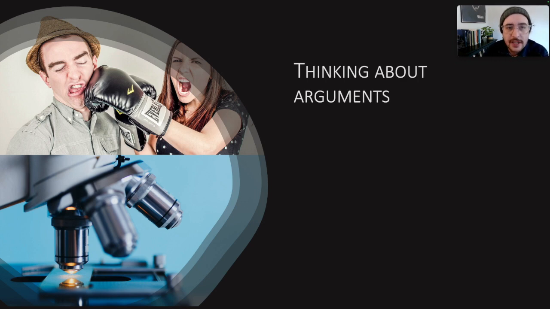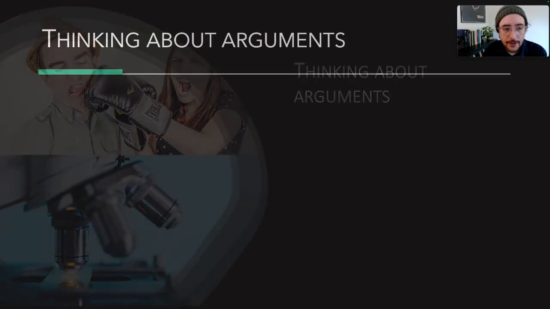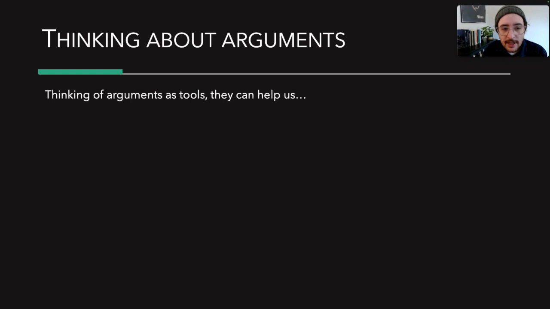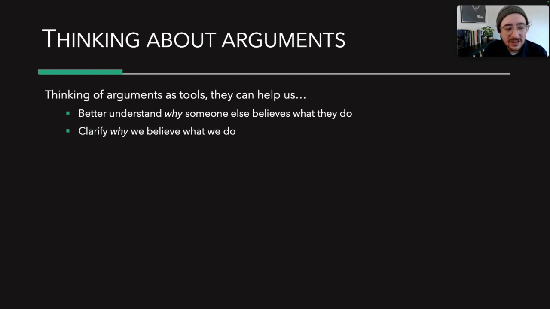If you look at the pictures here, they represent two kinds of mindsets you might try to adopt when engaging in an argument. On the first mindset, you approach arguments as a weapon, something you can wield against your opponents to dominate their thinking. But on another way of thinking about arguments, we can think about them not as weapons, but as tools, as helpful tools for inspecting or reflecting on our thinking and others' thinking. And I want to suggest that oftentimes it's much better to approach arguments with this mindset that thinks of them as a tool as opposed to a weapon. When we think of arguments as tools, they can help us better understand why someone else believes what they do. Or we can learn how to clarify why we believe what we do, so that we can better explain it to others.